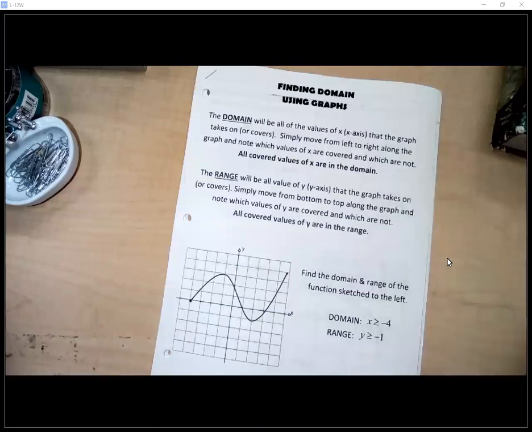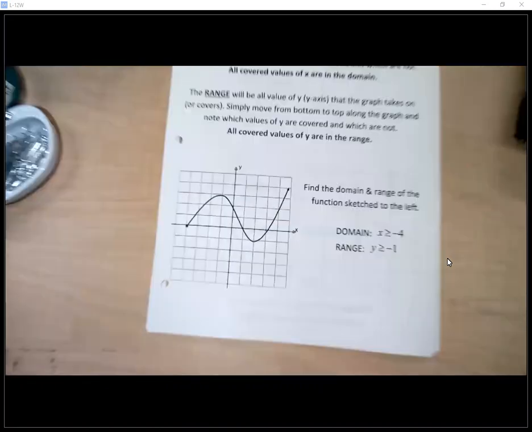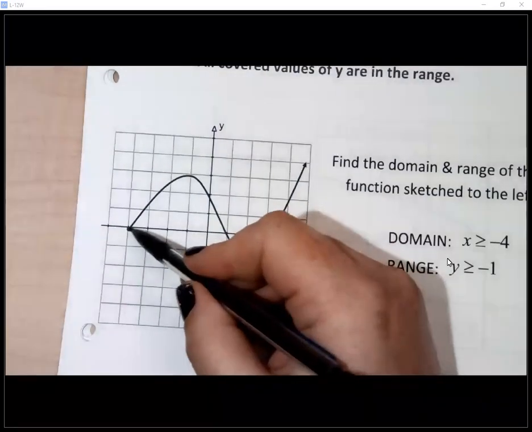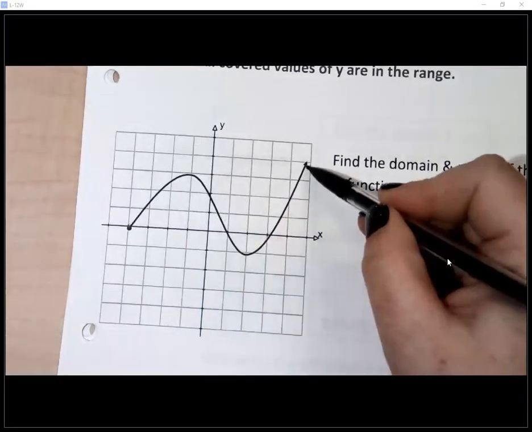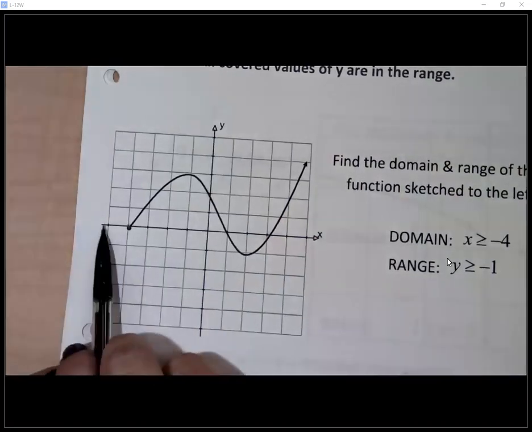Okay, so take a look at the graph. I'm going to zoom in a little bit here. So you'll notice this graph has a definite starting point here, right? That's solid. We're going to go around, and then this arrow indicates that this graph is just going to keep going on forever.